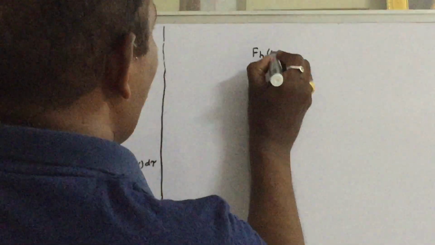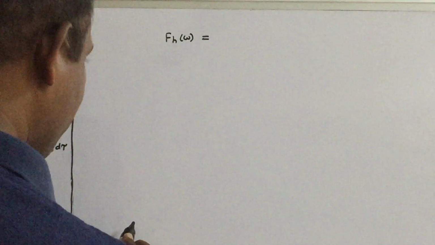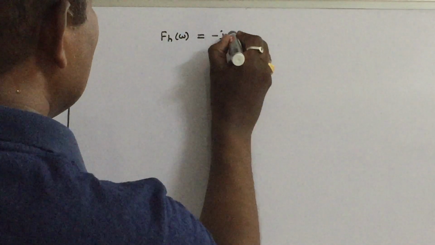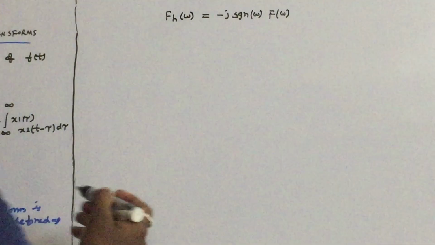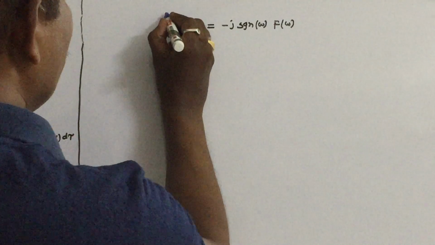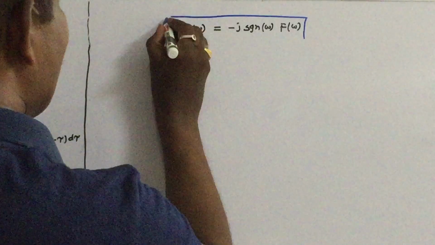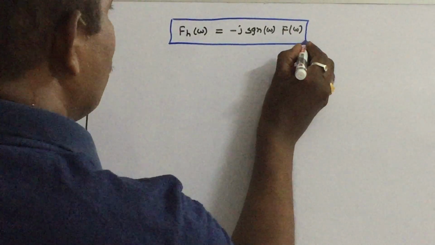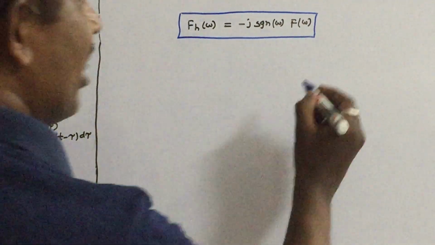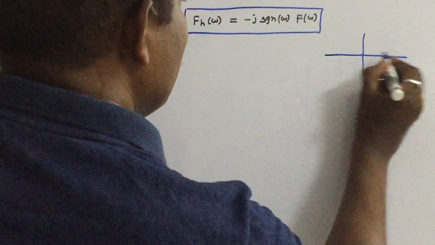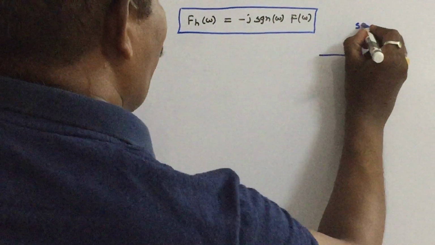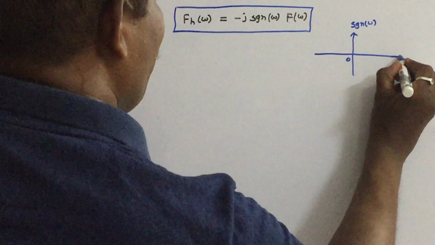So what is the Hilbert transform? The Hilbert transform formula in frequency domain is f_h of omega equal to minus j signum of omega into f of omega. So this is a very important formula of the Hilbert transform in frequency domain. Let us see what it will represent. As you know, what is signum of omega? As you know how to draw signum of omega, this is signum of omega versus omega.